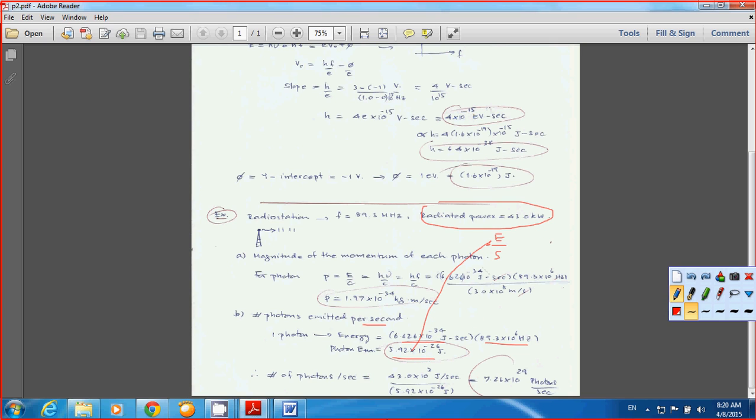So that's why I have 43.0 × 10^3 joule per second divided by the photon energy, which is 5.92 × 10^-26 joule. So you end up with 7.26 × 10^29 photons per second. This is how you find the number of photons emitted per second when the radiated power is given. So this is our relation of the energy E equals hf, and before this we talked about the photoelectric effect.